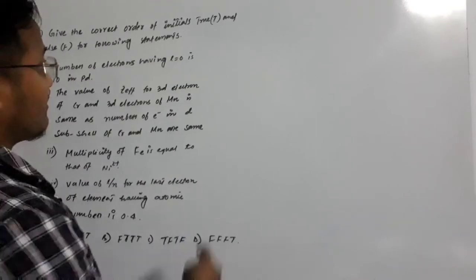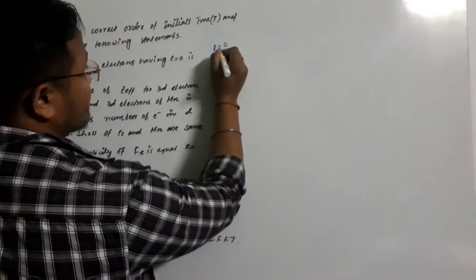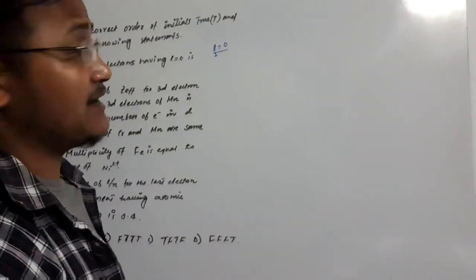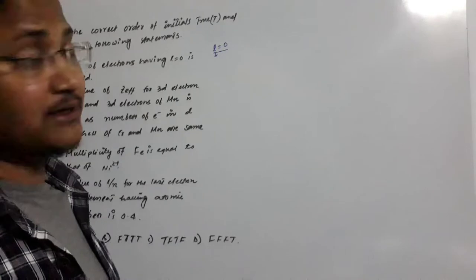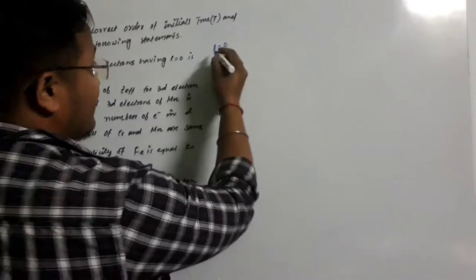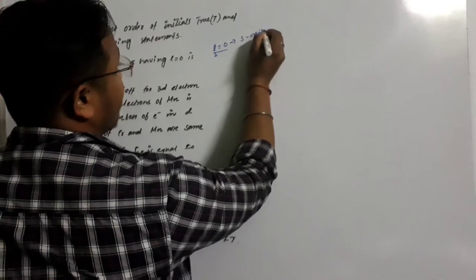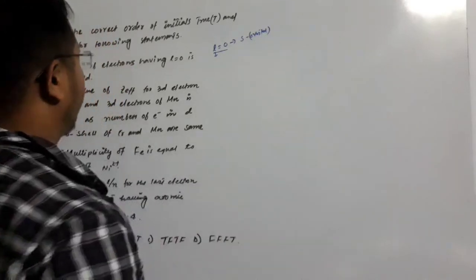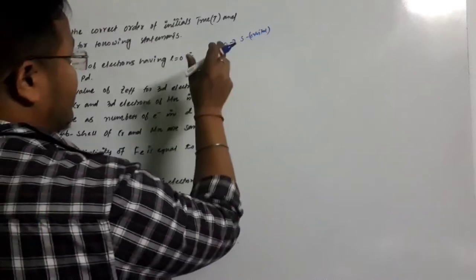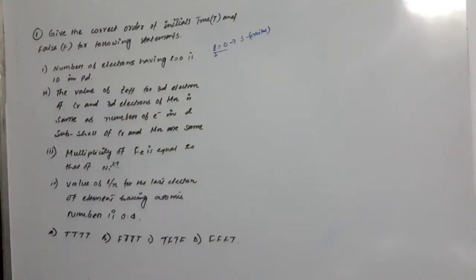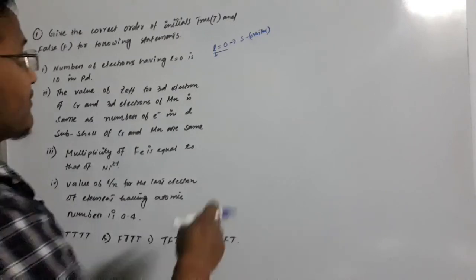Now l equal 0 means what? l is the azimuthal quantum number, and when l equals 0, it means s orbital, or s subshell. That means we have to find whether the number of electrons present in s orbitals is 10 in case of palladium. So we have to find this out.